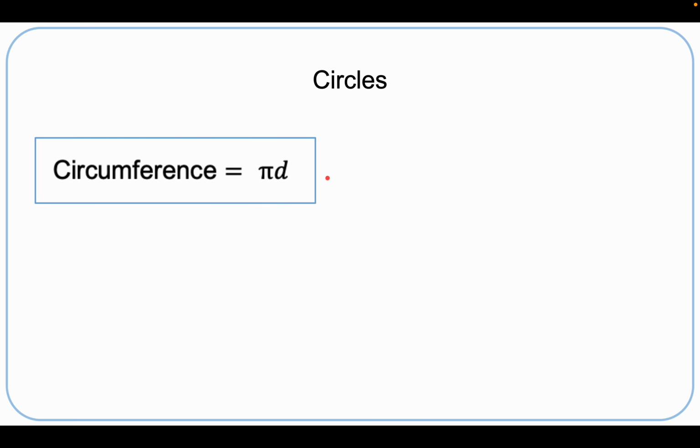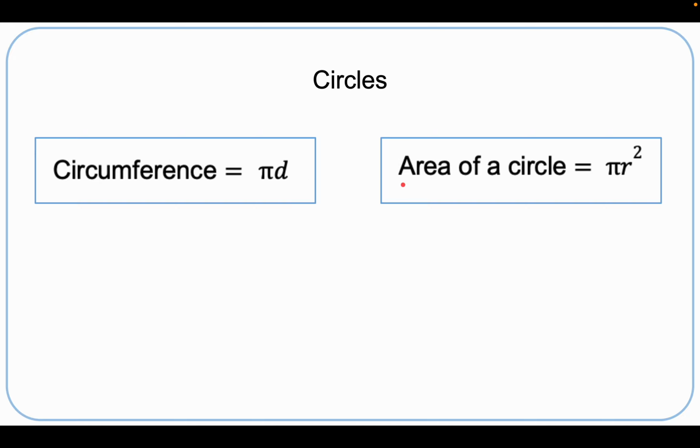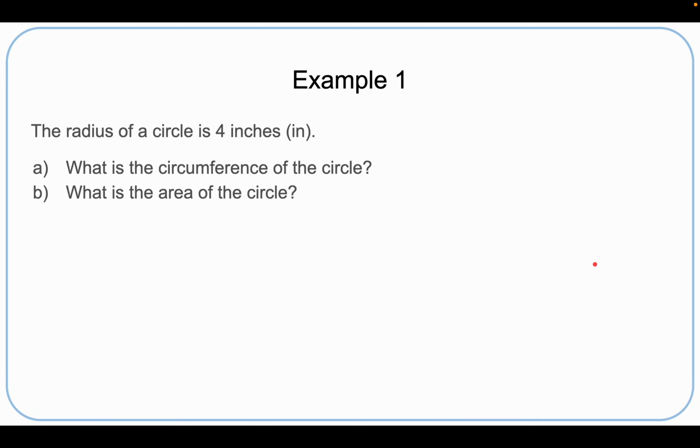And so to find the circumference of a circle, all we need to do is multiply pi by the diameter. And to find the area of a circle, we multiply pi by the radius squared. So let's look at some examples of this.